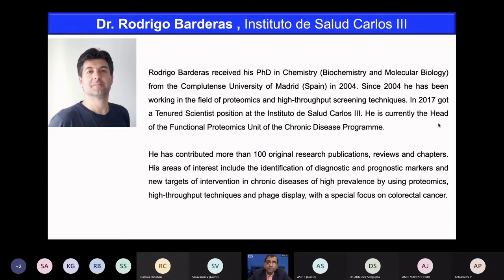On the application side, he has been working actively on colorectal cancer and other types of cancers, looking at how biofluids from cancer patients, especially plasma samples, serum samples and other kinds of biofluids, can be screened on the arrays to find potential protein biomarkers which could be used for diagnostic or prognostic aspects. So with this brief introduction, let me welcome Rodrigo for accepting our invitation to give this lecture.